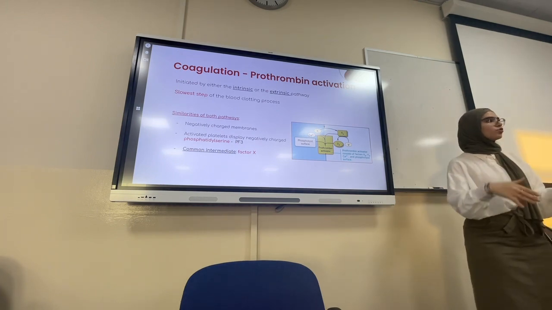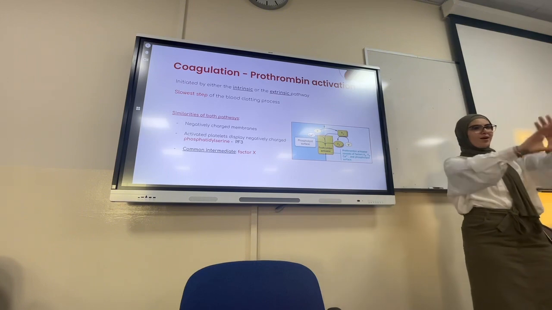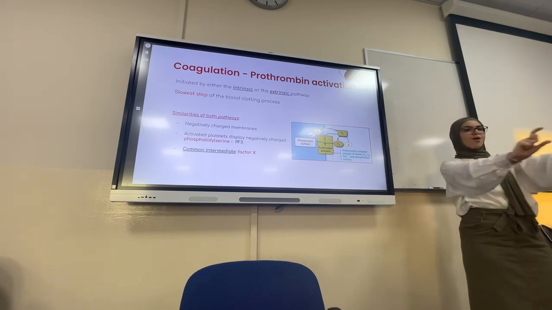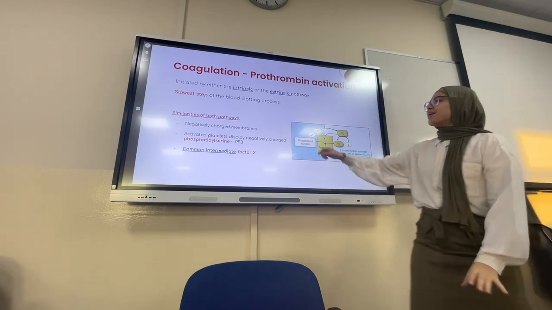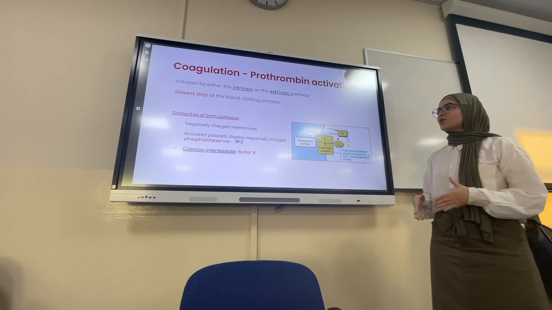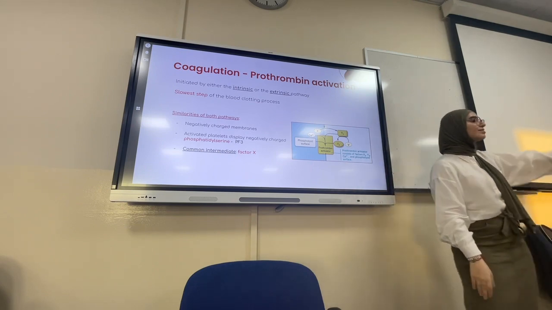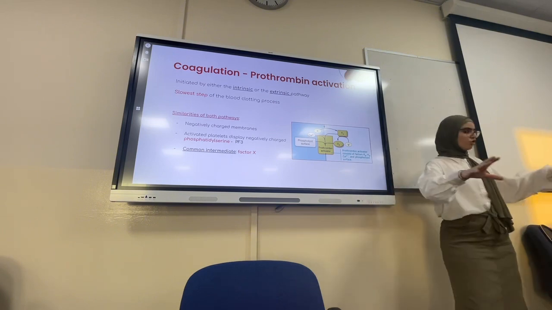Okay, so coagulation, we know it's split into different steps. You are not required to know the steps of the intrinsic and extrinsic pathway. All you need to know is from the part where it says prothrombin activator, prothrombin to thrombin. So when you get into the prothrombin activation, we need to know the two different pathways: the intrinsic pathway and the extrinsic pathway.